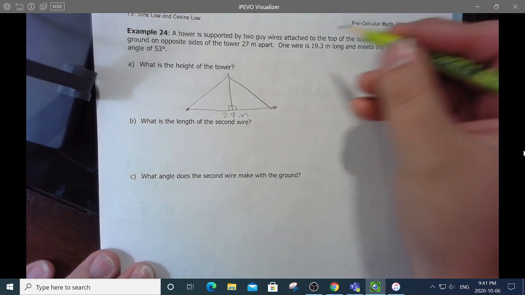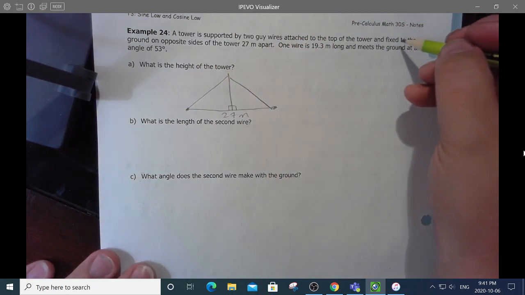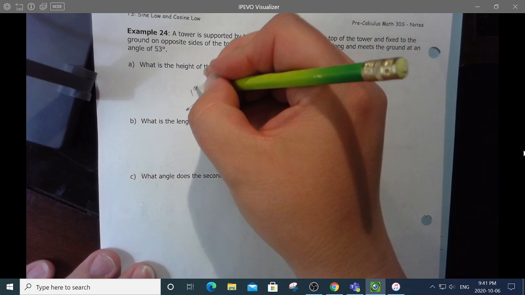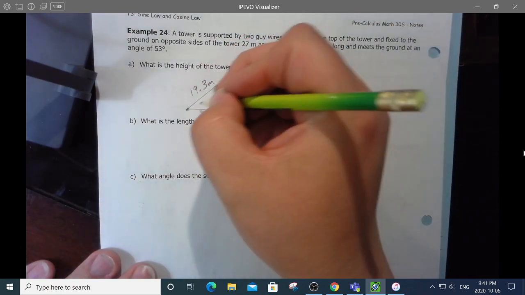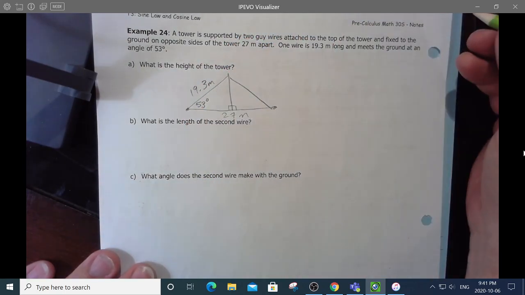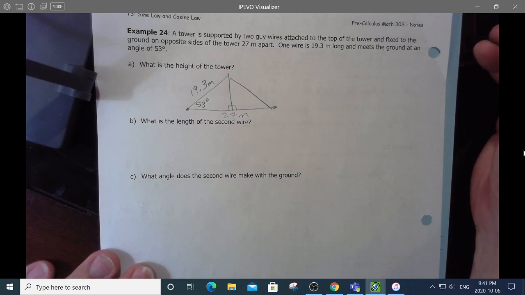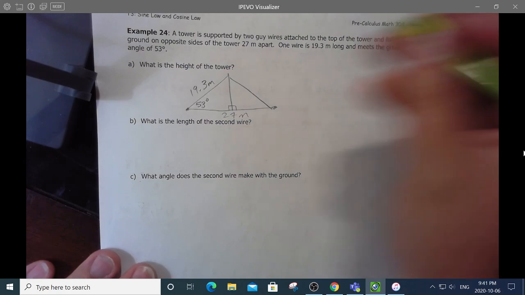And I know that one wire is 19.3 meters long, and it hits the ground at a 53-degree angle. So there we go. There's our situation. What's the height of the tower?